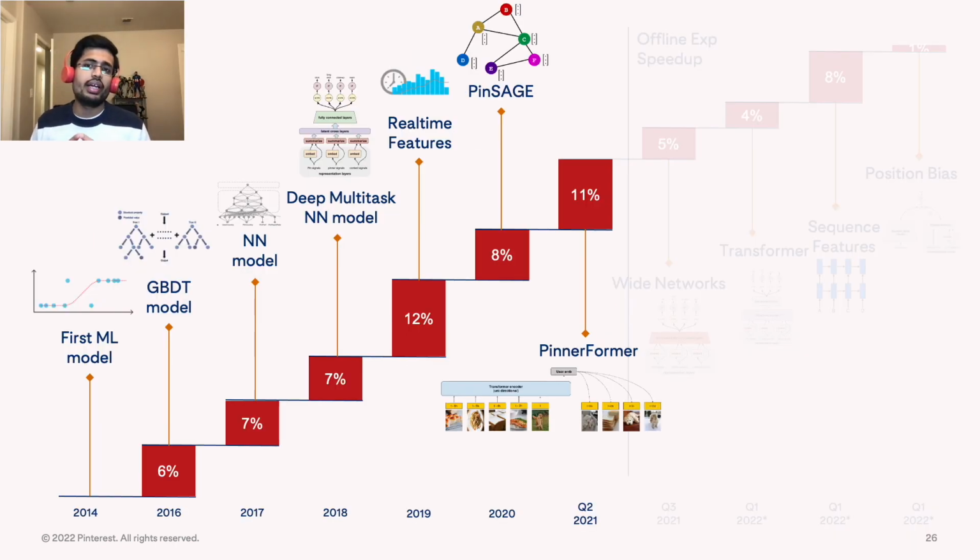Adding the PinSage embeddings led to an impressive 8% improvement in the Homefeed repin rate, and on top of it, the PinnerFormer embeddings was one of the biggest launches of the year with an 11% boost, demonstrating the effectiveness and power of rich embedding-based representations.